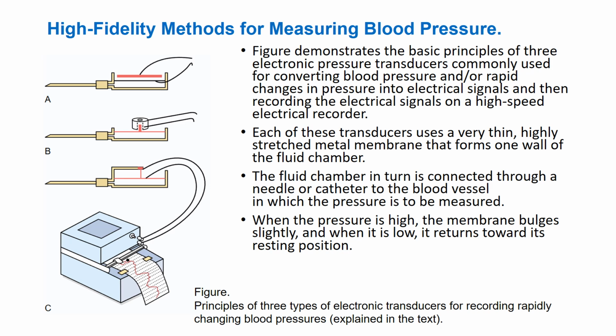The figure demonstrates the basic principles of 3 electronic pressure transducers commonly used for converting blood pressure and/or rapid changes in pressure into electrical signals and then recording the electrical signals on a high-speed electrical recorder. Each of these transducers uses a very thin, highly stretched metal membrane that forms one wall of the fluid chamber. The fluid chamber in turn is connected through a needle or catheter to the blood vessel in which the pressure is to be measured. When the pressure is high, the membrane bulges slightly, and when it is low, it returns toward its resting position.